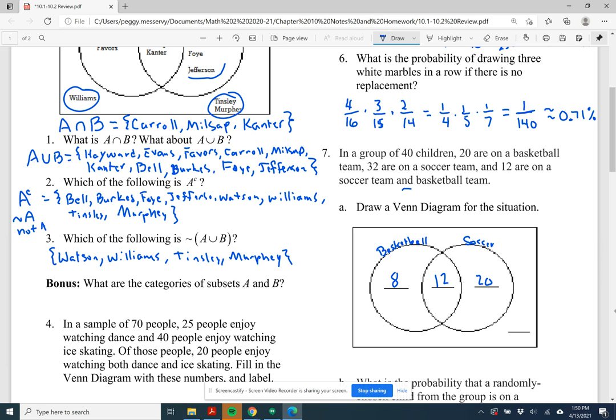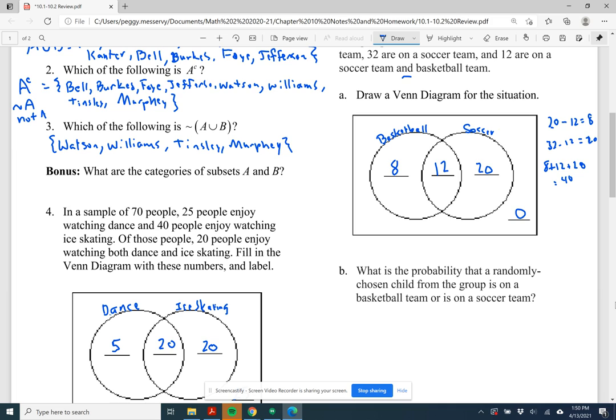This must be 20 because, well, let's look at it. 20 take away the 12 gets me the 8 left over for the basketball. And 32 take away 12 gets me the 20 that are left over right here. Okay, what does that add up to? 8 plus 12 plus 20 is going to equal 40. 8 plus 12 is 20 plus another 20 is 40. That means I've accounted for all 40 of the children, so there's none out here. Everybody either plays basketball or soccer or both.